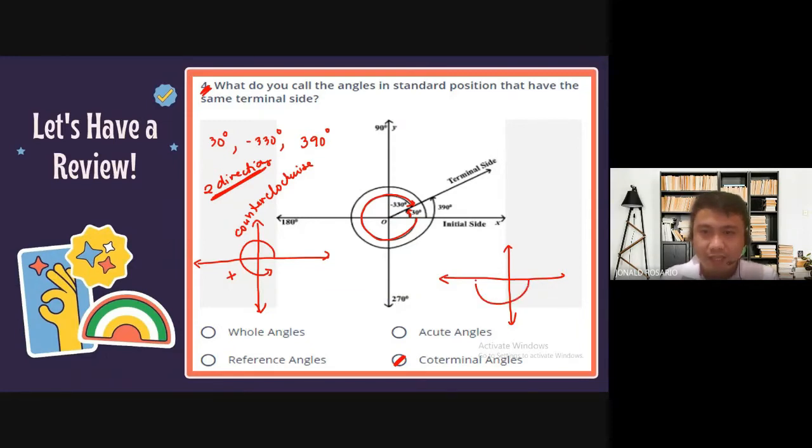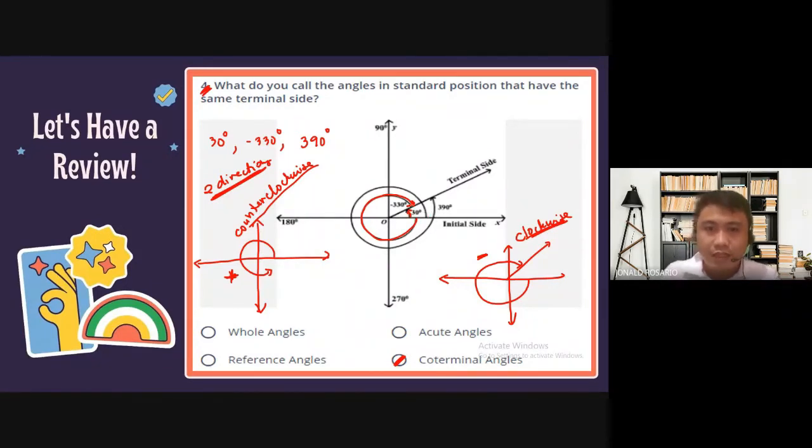Pero, pagka naman, pabaliktad naman siya, this is clockwise. If the direction, so unang direction natin, counterclockwise, positive. That's positive value. Pagka naman clockwise, ang value po natin ng angle natin ay negative. Okay? Kaya nga itong negative 330 degrees, negative siya kasi nga ang direction ng angle natin ay clockwise. I hope clear yun sa inyo.